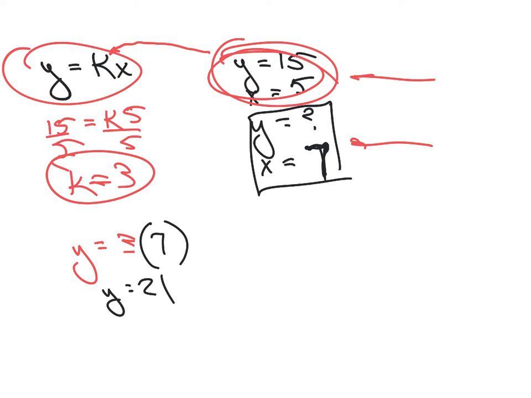So let's look at example 2. A skydiver jumps from a plane like any object that falls to earth. The distance the skydiver falls is directly proportional, so it's an equation that looks like this, to the square of the time he has been falling.